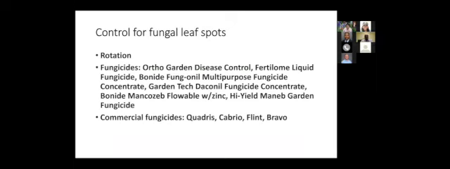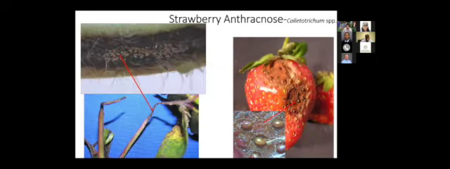So control for these fungal leaf spots: crop rotation whenever possible. Fungicides, and this has some of the ones in there for homeowners. And then commercial fungicides: Quadris, Cabrio, Flint, and Bravo. But I can't stress enough avoiding overhead irrigation whenever possible, crop rotation, and the use of resistant varieties. Resistance is always going to be the easy way to control diseases. Moving away from tomatoes, because we are speeding through this so I can get some of this in, strawberry anthracnose.